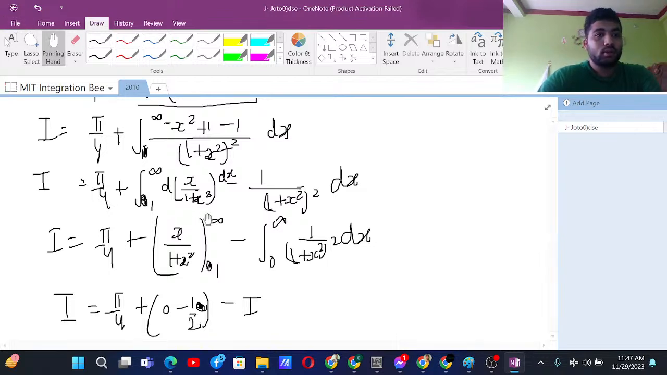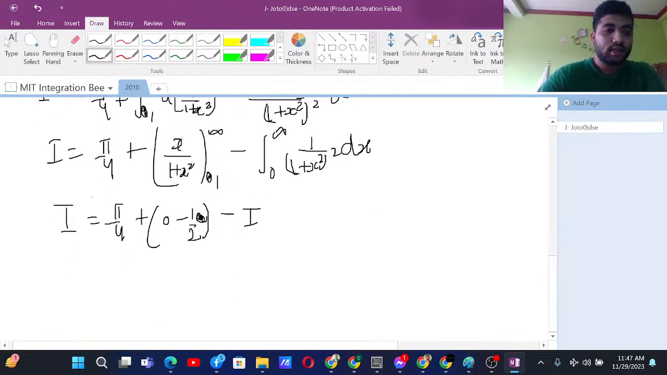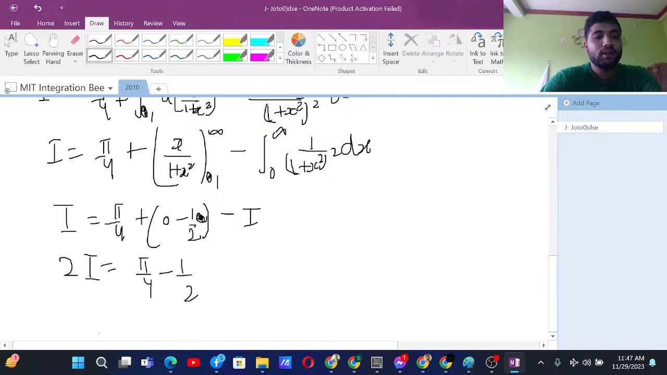Okay. If I didn't have the guide, I don't think I would have been able to make this. So pi by 4 minus 1 by 2. So I equals pi by 8 minus 1 by 4. I think that's the answer now.